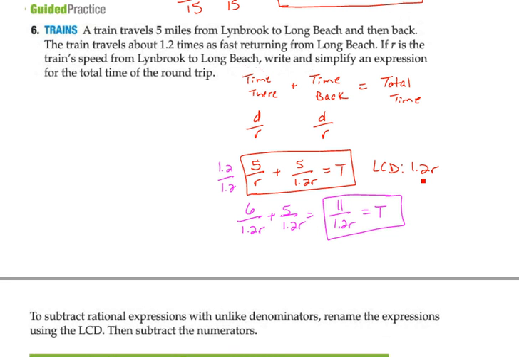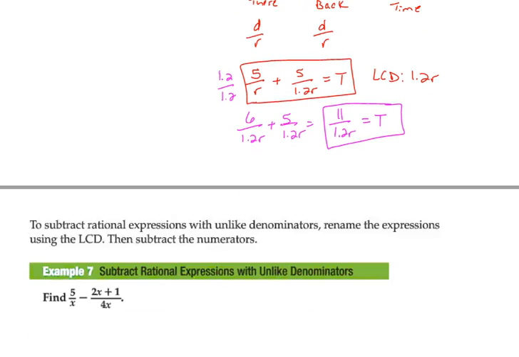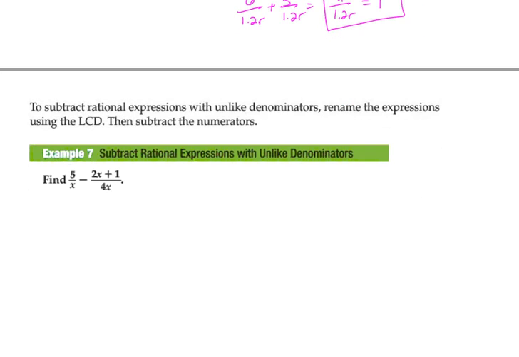Then I simplified it by looking at my least common denominator as 1.2r. My first term, I had to multiply by 1.2 in order to get that common denominator. Then I added my numerators together, and there's my simplified expression. Okay, that formula is going to be seen a lot, so do know that distance equals rate times time.